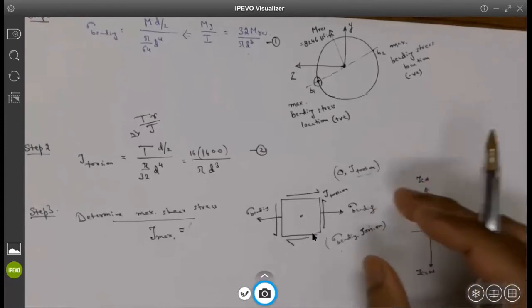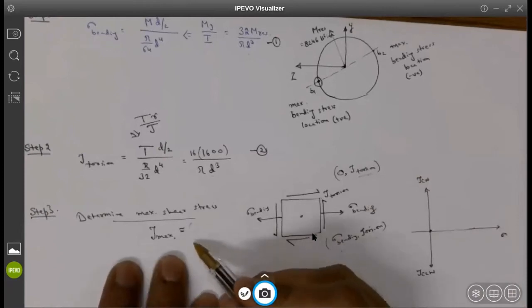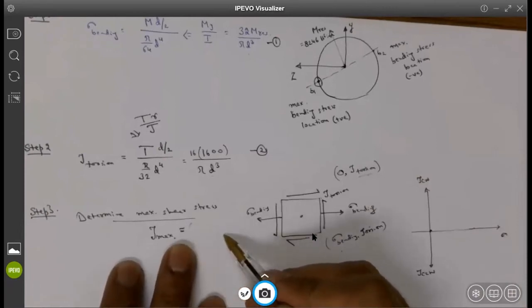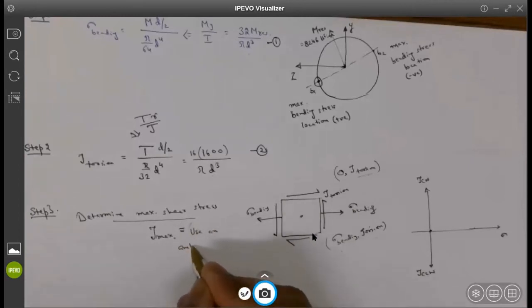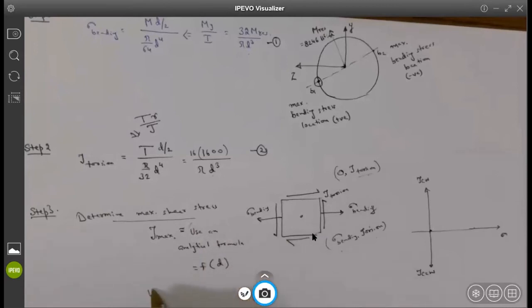Now, what I was saying is that I have to find the maximum shear stress. One way is you can find it using a specific formula. Use an analytical formula, and that will give you shear stress as a function of the unknown diameter d. And then use your Tresca criteria, step number 4.